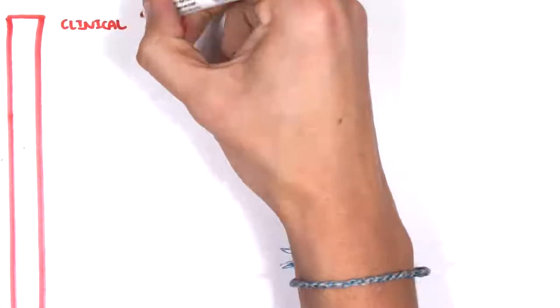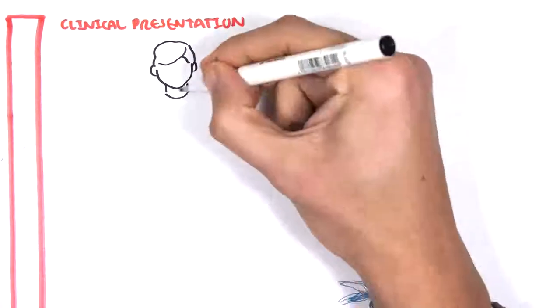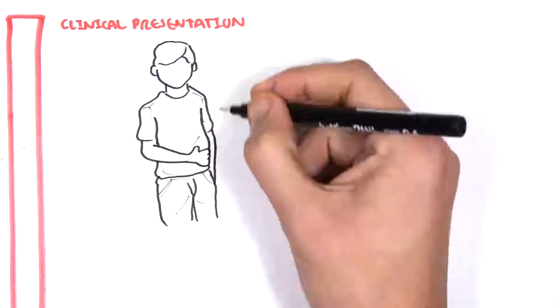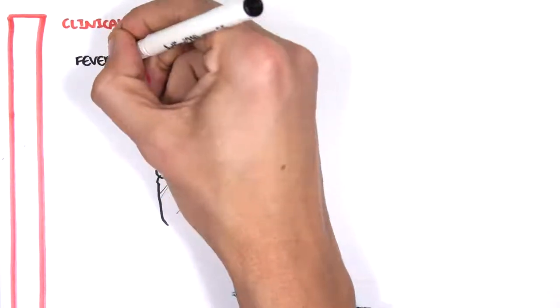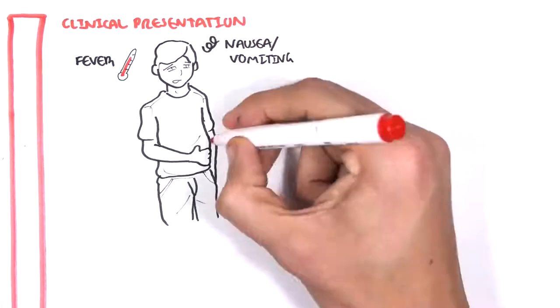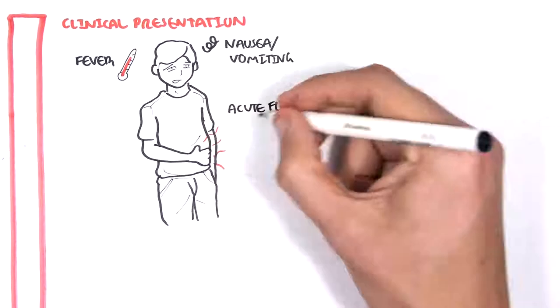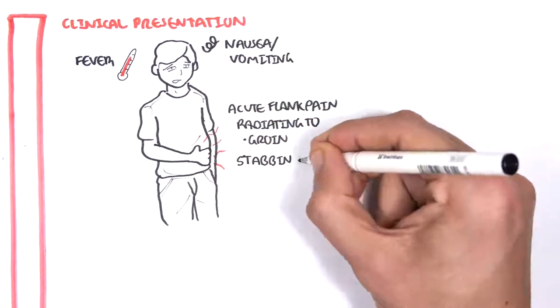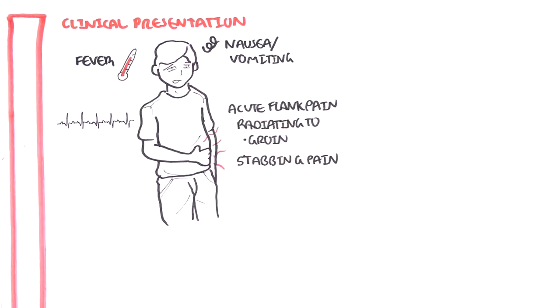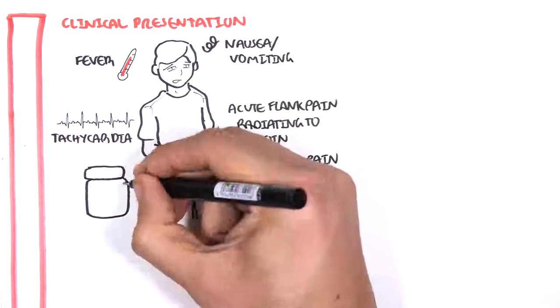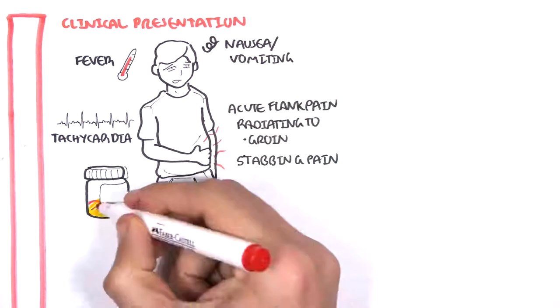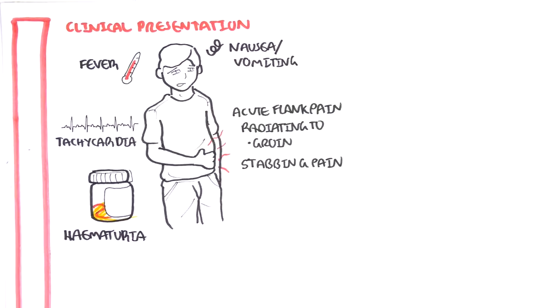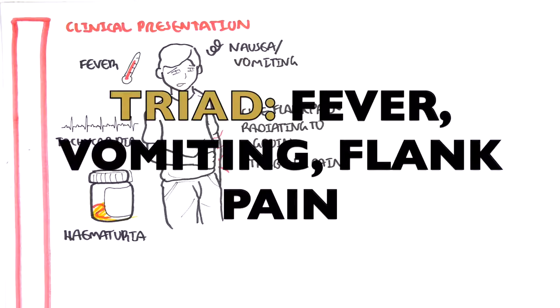Let's look at an algorithm. Again, the clinical presentation of kidney stones include fever, nausea, vomiting, acute flank pain radiating to the groin or the back. The pain is often described as stabbing and severe. There is tachycardia with or without hematuria. The triad for urinary or kidney stones, some say, is fever, vomiting, and acute flank pain.